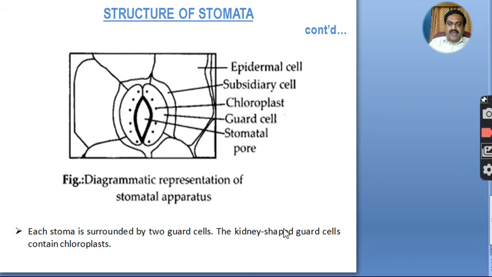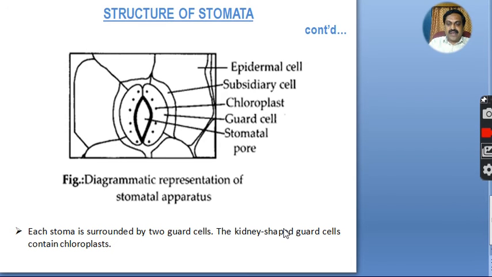Look at the wall of the guard cells. It is unevenly thickened. The wall of the guard cell is very much thickened towards the stomatal aperture, and it is thin on the rest of the sides. The wall towards the aperture is thick and inelastic, and it is thin and elastic on the rest of the sides.